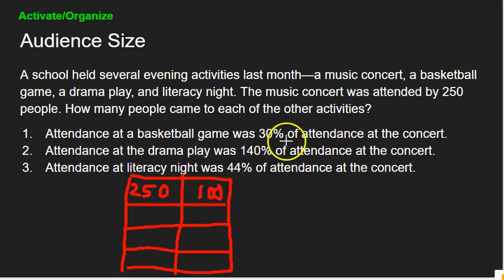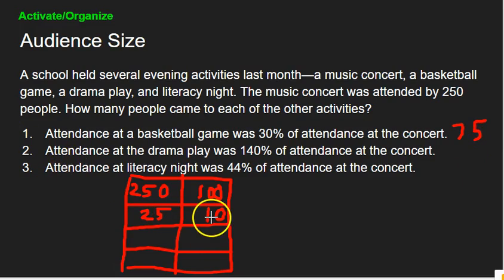Well, I'm going to go down to something that I can use easily with it. So I need 30%. I'm going to try and go down to 10%. I would divide by 10. So divide this by 10, I get 25. Now to get to 30%, I need to take 10 and multiply by 3. So I need to take 25, multiply by 3, and that gives me 75 people went to the basketball game.